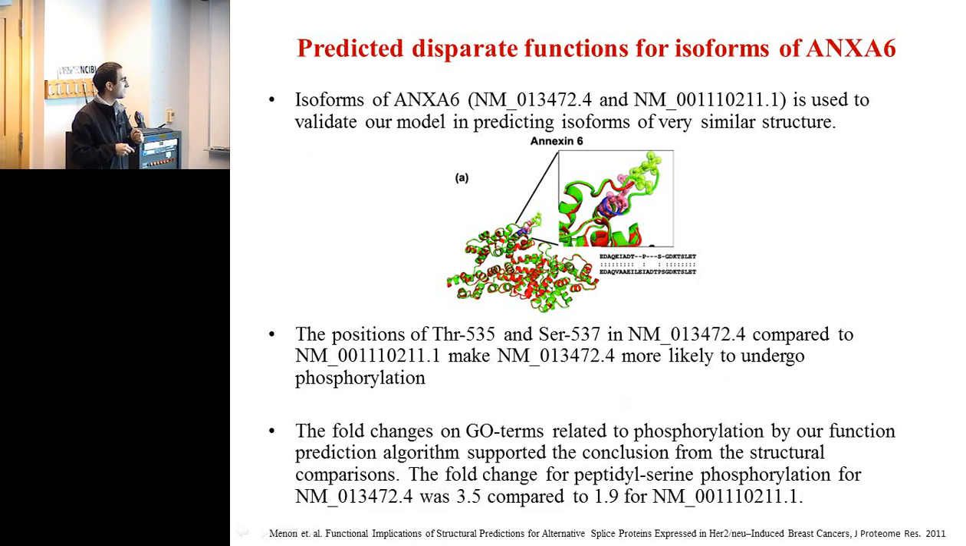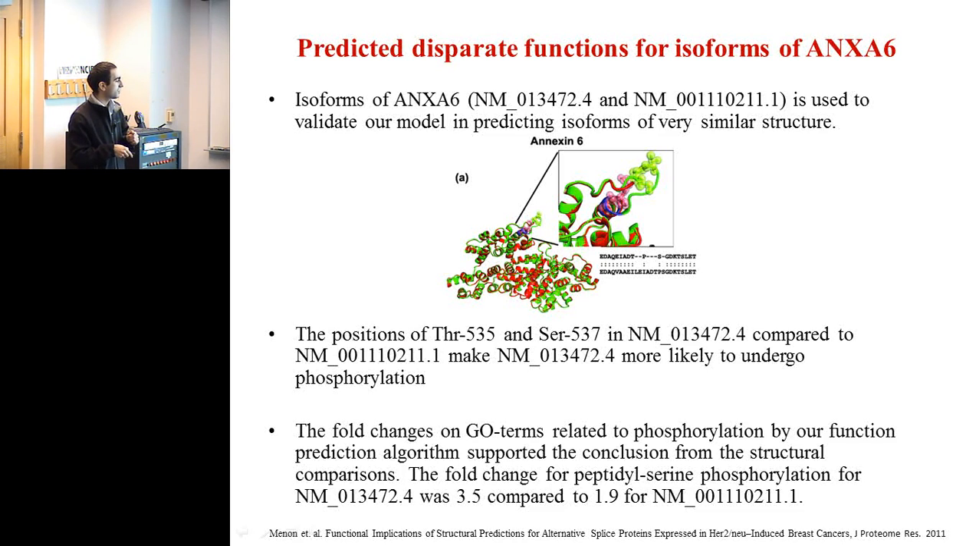The positions of threonine 535 and serine 537 in one of the transcripts compared to the other make this one more likely to undergo phosphorylation because of the structure change in this part. So the fold changes on GO terms related to phosphorylation by our function prediction algorithm supported this conclusion.